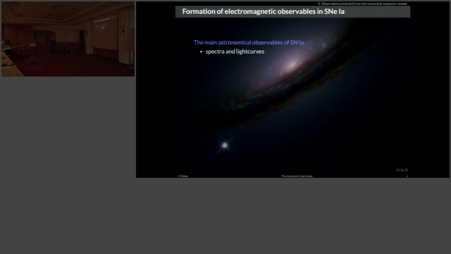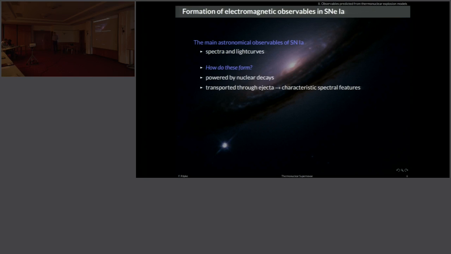Now, spectra and light curves. These are powered by the nuclear decay in the ejecta of supernovae. The nuclear decays heat up the ejecta, and this produces photons, and these photons are then transported through the ejecta, and of course they interact with the ejecta material, and this gives rise to characteristic spectral features that are predicted by the models and can be compared to observations. So the task for people who predict observables from models is to actually describe all these processes theoretically.